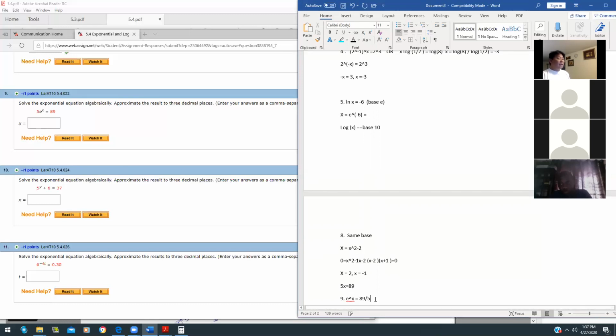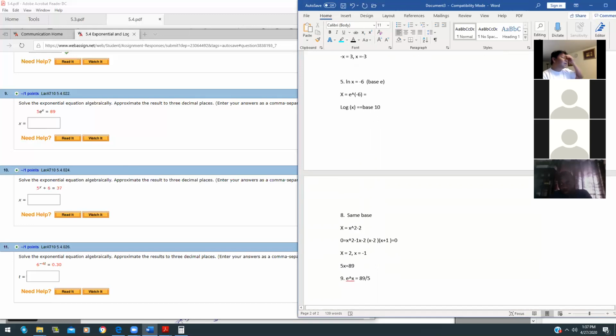And then how do we get rid of this e? You move the e down. So your x in this case will become log base e of 89 over 5. But we know that log base e is the same thing as what? Anyone?